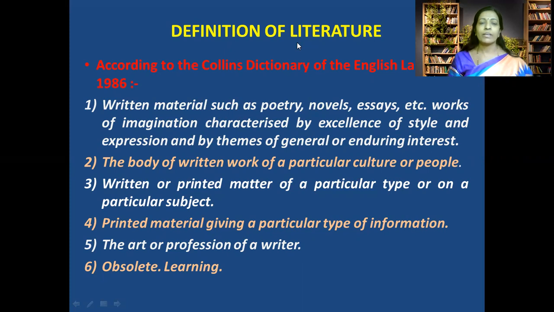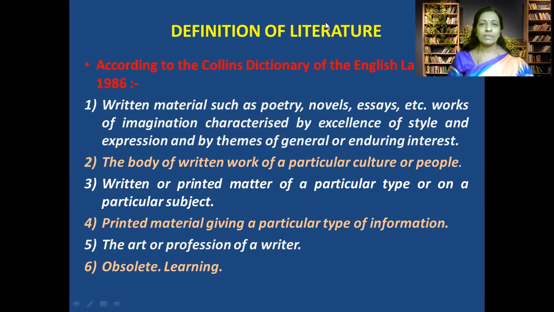Thirdly, they define literature as written or printed matter of a particular type or on a particular subject. So, if there is any written text on medicine, then it is called literature about medicine. If it is about science, then it is known as scientific literature. So, any text referring to a particular field or area of interest is then denoted as the literature for that particular subject. The fourth definition given is printed material on a particular type of information.